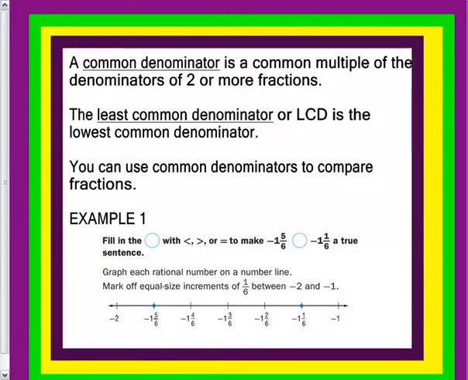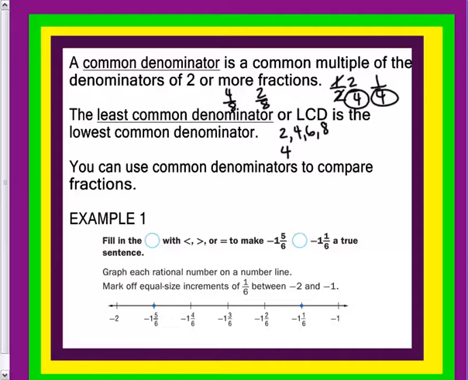A common denominator is a common multiple of the denominators of two or more fractions. For example, common denominators of 1/2 and 1/4. We would change 1/2 to 2/4, and now they have common denominators. The least common denominator is the lowest common denominator. I could have changed one of them to 4/8 and the other to 2/8, but that's not the least common denominator. The smallest one that they share when you go through the multiples is going to be your least common denominator.